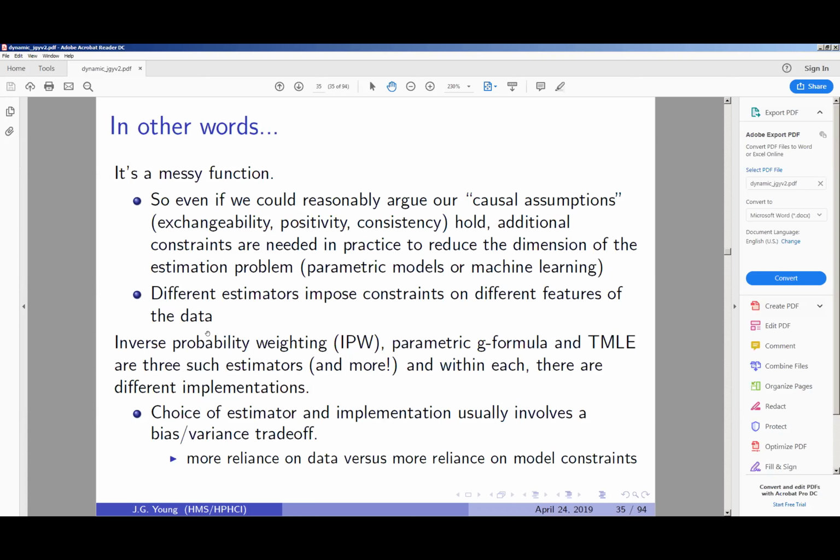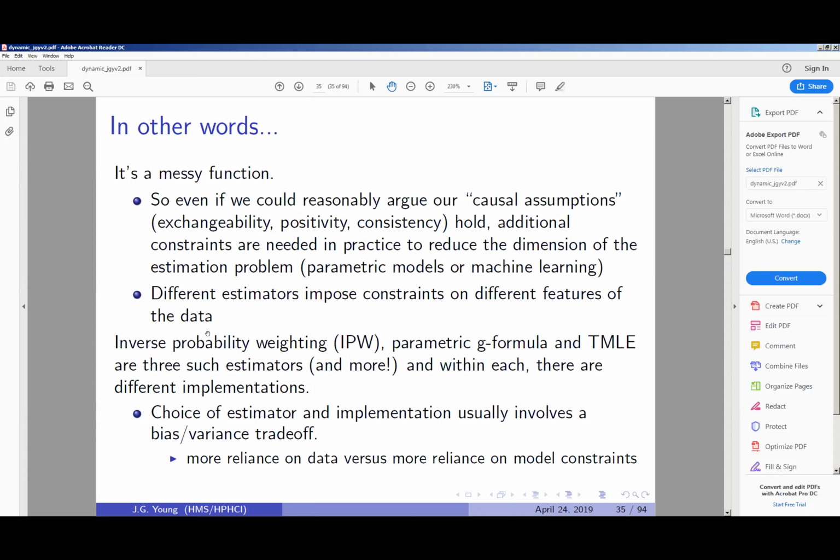And all of these are there because this is a hard problem and you have to make decisions, and there are going to be trade-offs in those decisions. So the choice of estimator, and even within each of these estimators, which makes this even more complicated, there are many, many potential implementations. So for example, TMLE is not one method. There are, even at this point, probably 10 different implementations of TMLE that all are going to involve trade-offs.